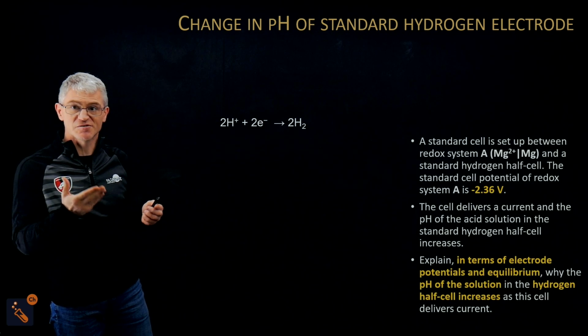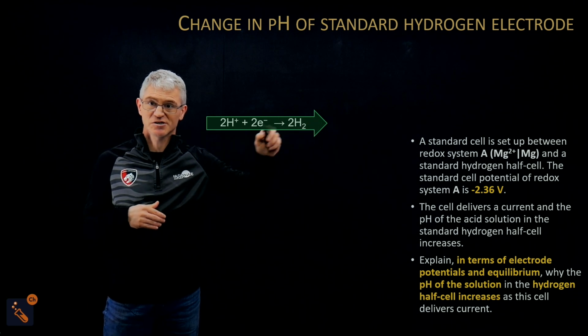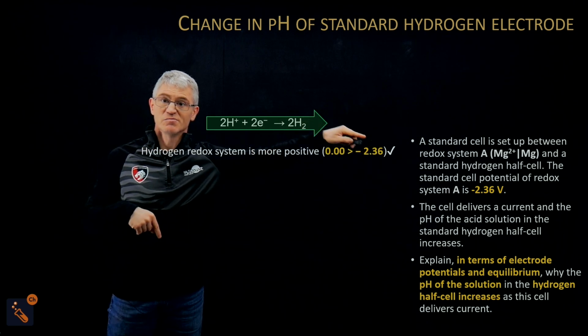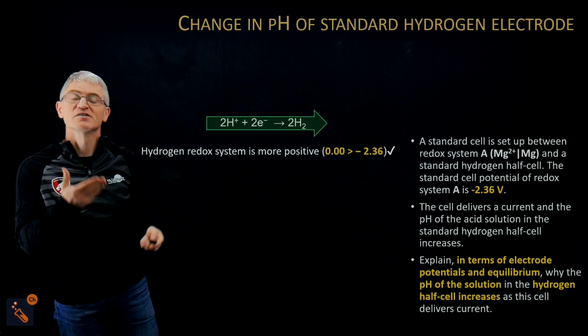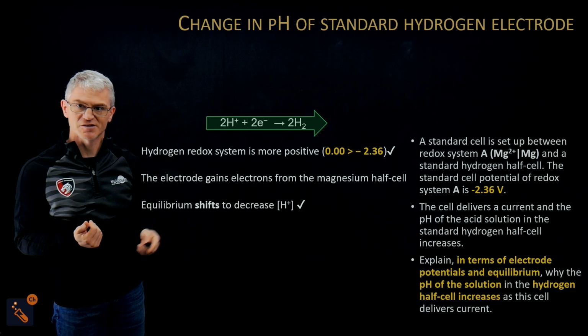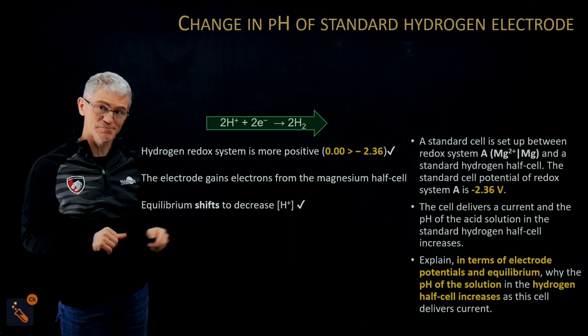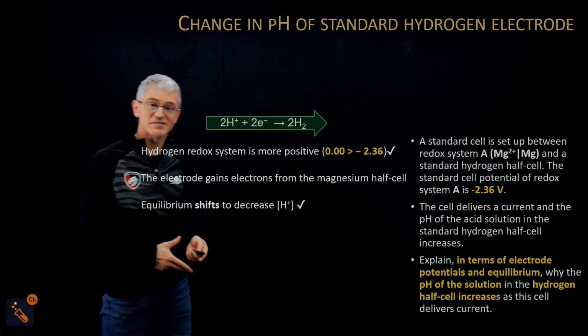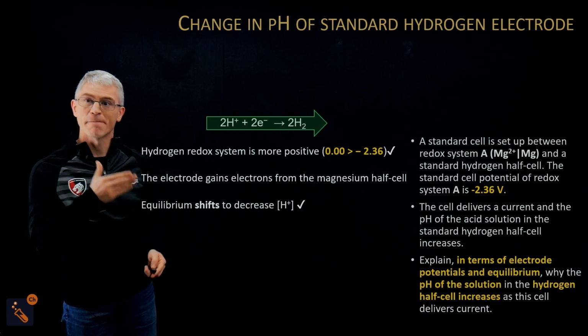So let's just talk about this. So first of all, we said the equilibrium is going to gain electrons. So it's going to go in that direction because of this. Minus 2.36 is less than 0. So the 0, more positive, is going to gain electrons. Okay, so it gains electrons from the magnesium half cell and the equilibrium shifts to decrease the H+. If you decrease the H+, it will increase the pH. So there's your 2 marking points.